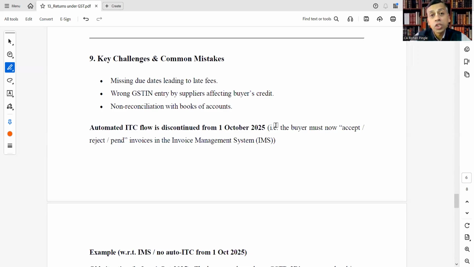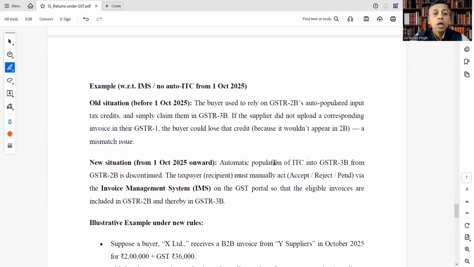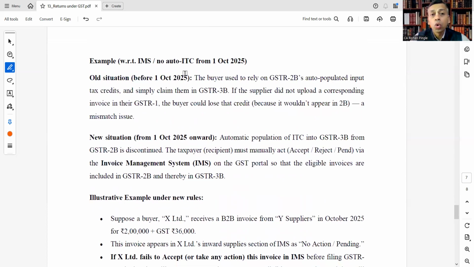Automated ITC flow is discontinued from 1st October 2025. That is, the buyer must now accept, reject, or keep pending invoices in the Invoice Management System. Example, with respect to IMS, no auto ITC from 1st October 2025. Old situation before 1st October 2025: the buyer used to rely on auto-populated input tax credit and simply claim it in GSTR-3B. If the supplier didn't upload the corresponding invoice in GSTR-1, the buyer could lose that credit because it wouldn't appear in 2B, a mismatch issue.